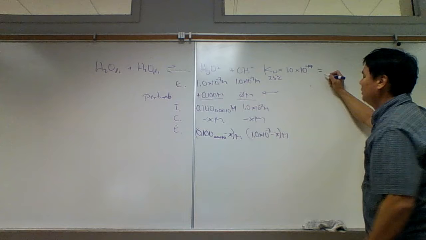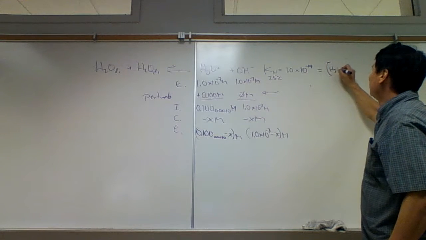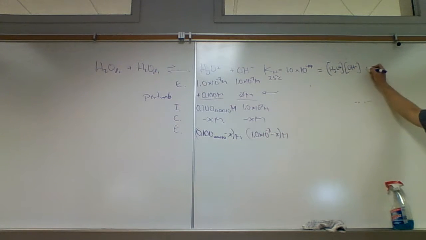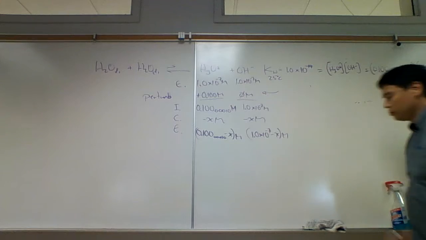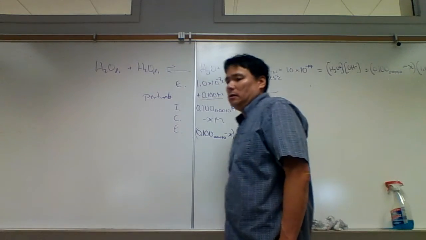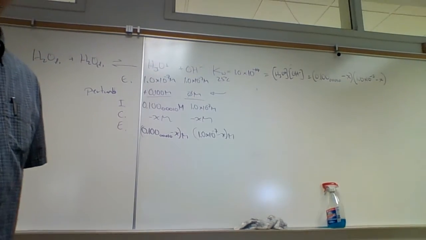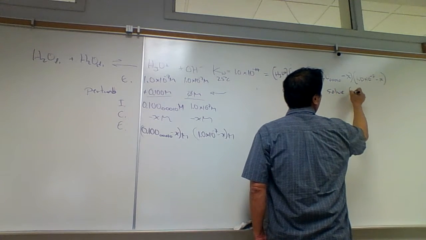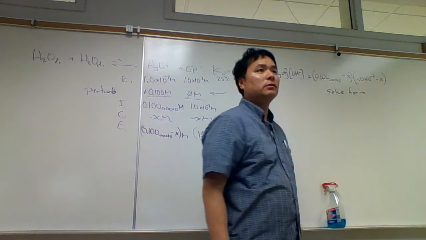So KW is going to equal the hydronium ion concentration times the hydroxide ion concentration at equilibrium. It's just given down there, so it's 0.100 sub 00010 minus x times 1.0 times 10 to the minus 7 minus x. So just a quadratic. Let's solve for x now. And so why don't you solve this for x, and then when somebody has the x value, let me know what that is.